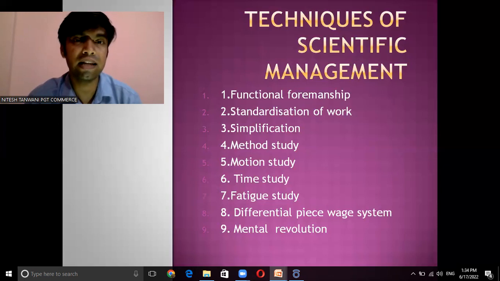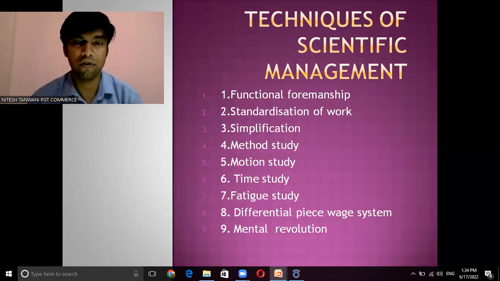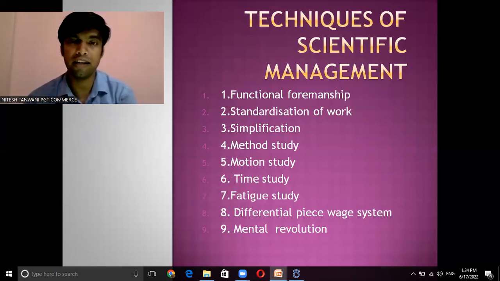Differential piece rate system means that if efficient and inefficient workers are there, then wages should be given to them accordingly. Mental revolution, as I told you, means there should be a mental revolution in both management and workers, so there should be no dispute between them. They should work for the common goal, that is, the goal of the organization.